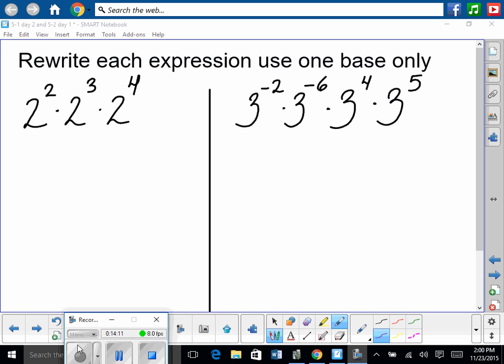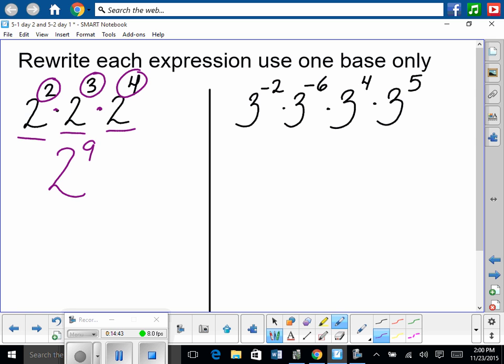Okay, so looking at this, we're going to rewrite each expression using one base only. So now let's look. What are we doing here? Well, can we use properties of exponents? Do we have the same base? Yeah. 2 to the 2? Is those the same base? Yep. And we're multiplying the same base. So what do we do with our exponents? Add. So 2 plus 3 plus 4. 2 plus 3 is 5. 5 plus 4 is, so this is 2 to the 9th power. And I don't need you to actually multiply that out. Obviously, you could type in 2 raised to the 9th power. But if you read the instructions, it says, rewrite each expression using one base only.